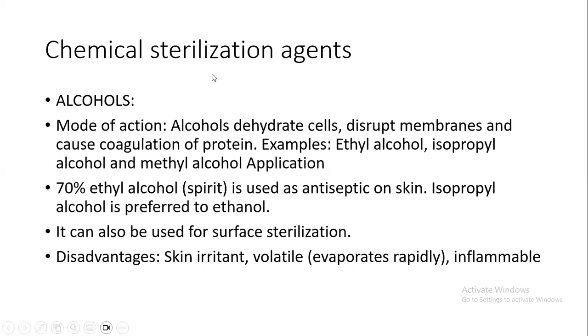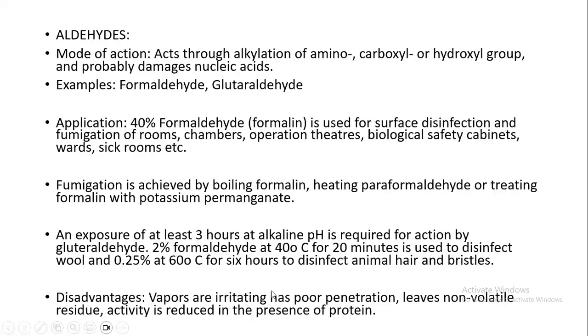Then we have chemical sterilizing agents. Alcohol is the most common chemical sterilizing agent that is used. It will dehydrate the cells, disrupt the membranes, and coagulate the proteins. Examples include ethyl alcohol, methyl alcohol, etc. A 70% alcohol solution is commonly used as an antiseptic on skin. It can be used for surface sterilization. Disadvantages include that it is a skin irritant, and it is volatile and inflammable.